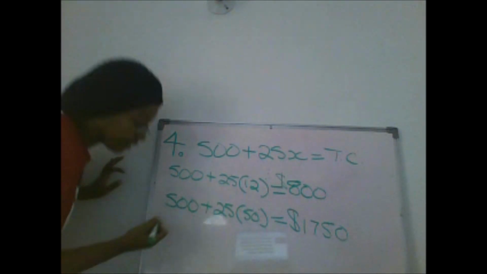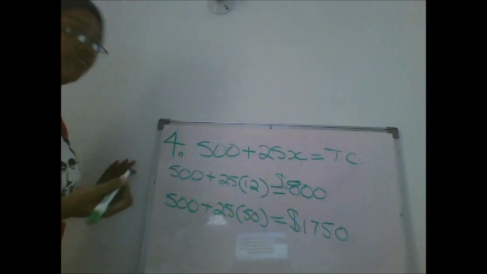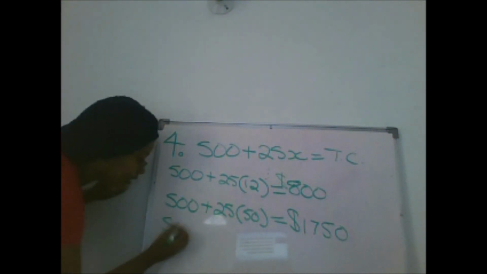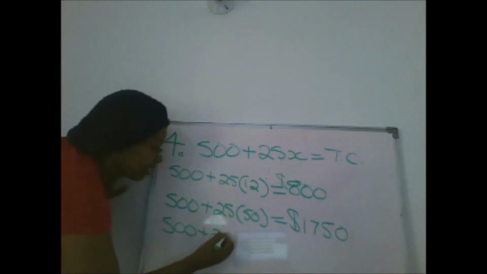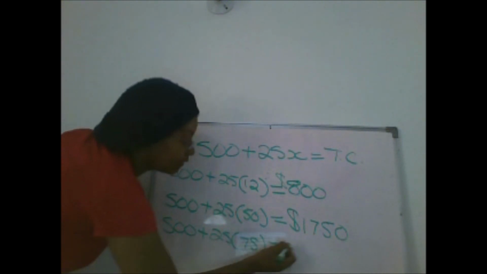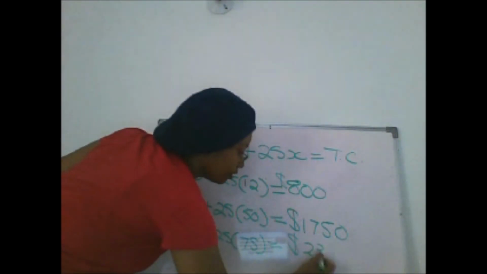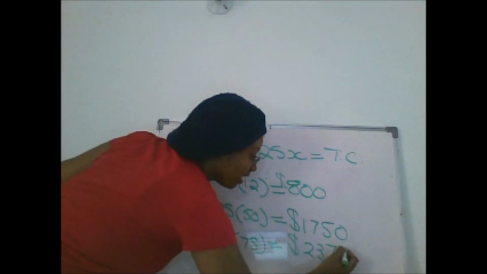And finally, we are asked to calculate for 75 items. So again, 500 plus 25 multiplied by 75 items would give us a total of 2,375.